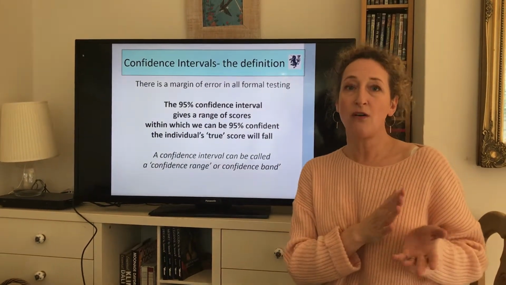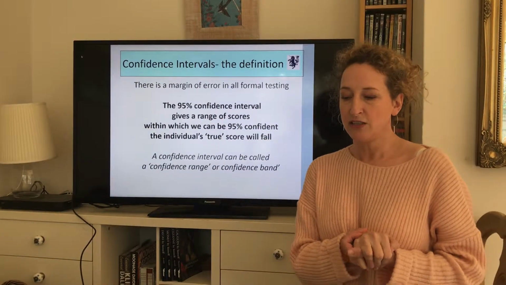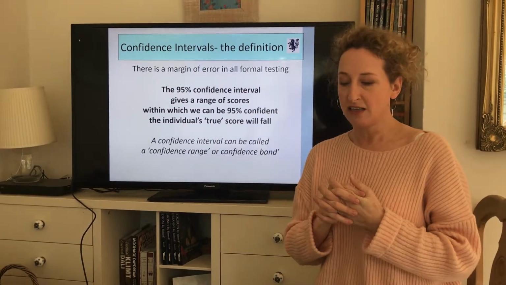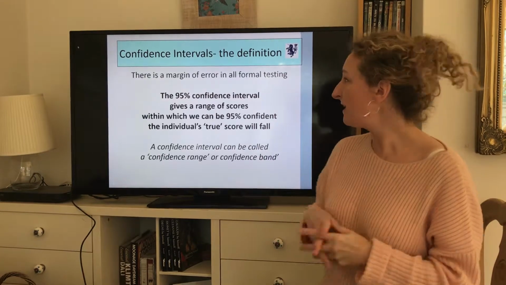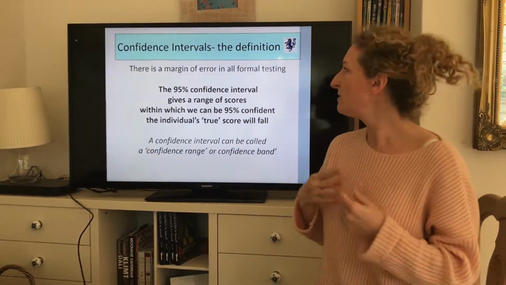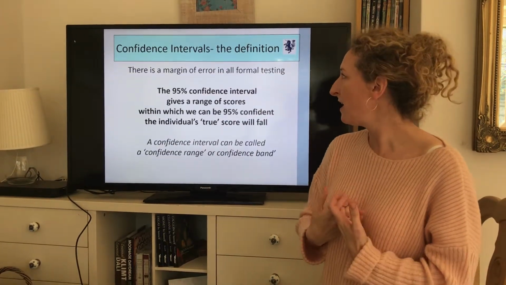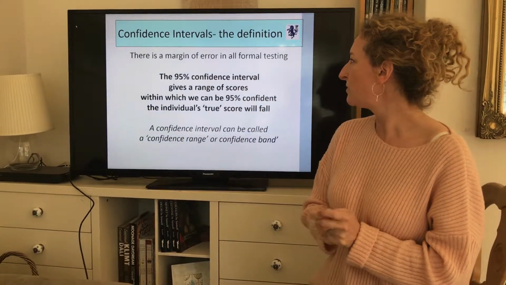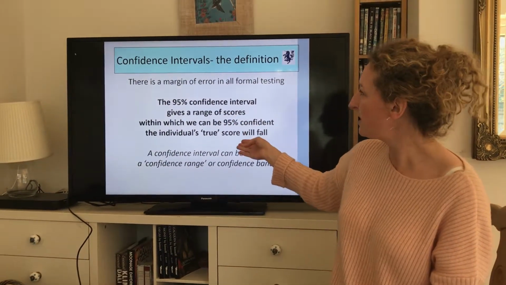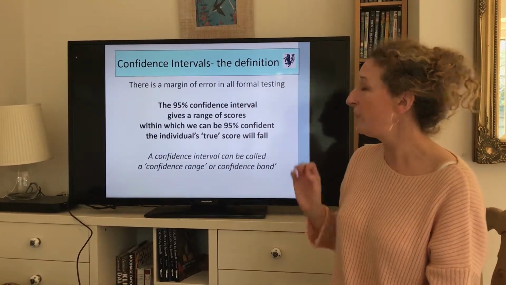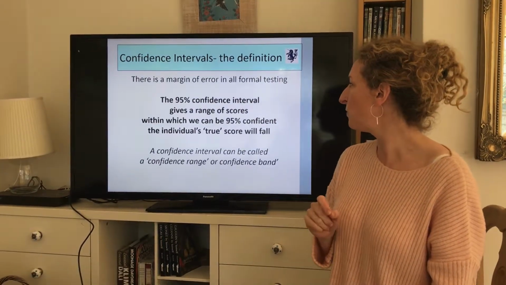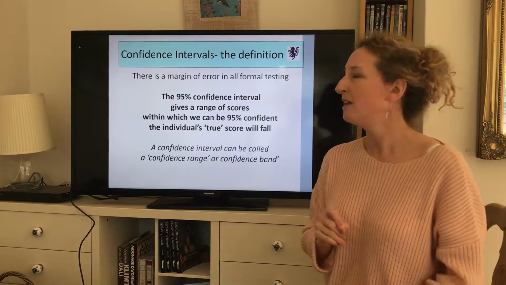So we'll move on now to confidence intervals. We've discussed a little bit about the definition at session 3. So please go ahead and use the definition here. Basically, the idea is there is a margin of error in all formal testing, and the confidence interval, we like to look at it at 95%. So the 95% confidence interval gives a range of scores within which we can be 95% confident the individual's true score will fall.